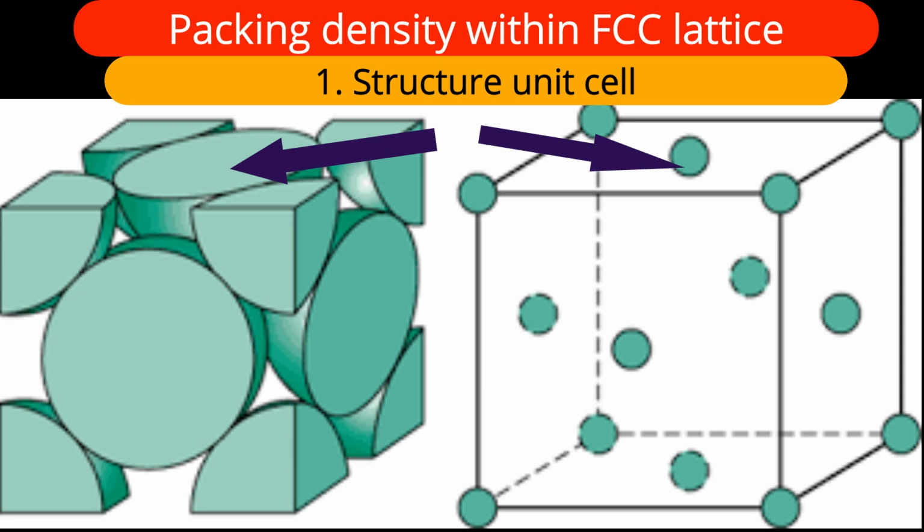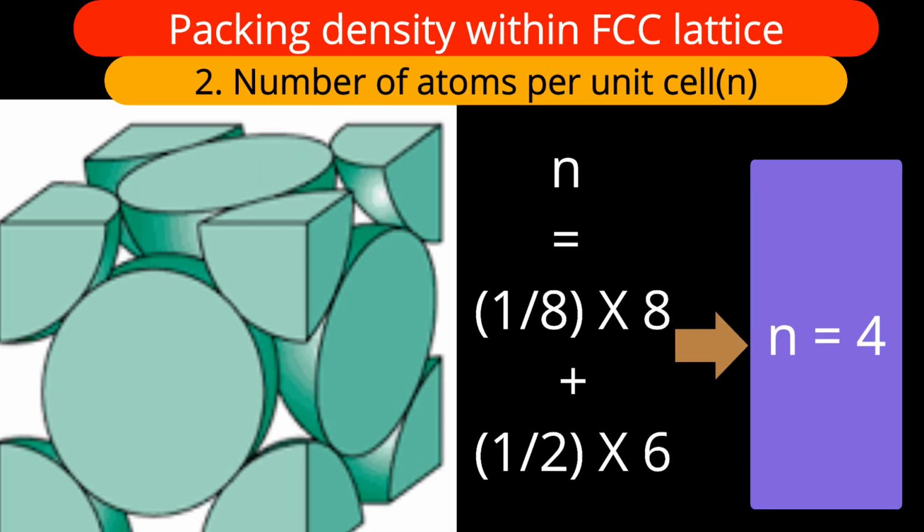Atoms are at corners and atoms are at the center of each face. What is the share of the atom at the corner to the unit cell? Only 1/8 portion. See here, only 1/8 portion of the atom is there in the unit cell. And what about the atom at the center of a face? It is shared by two cubes, two unit cells. So for one unit cell, half will be the contribution. Let us calculate the total number of atoms present in this unit cell. Atom at the corner has share 1 upon 8. Such 8 atoms are there. So their share 1 upon 8 into 8 is equal to 1.